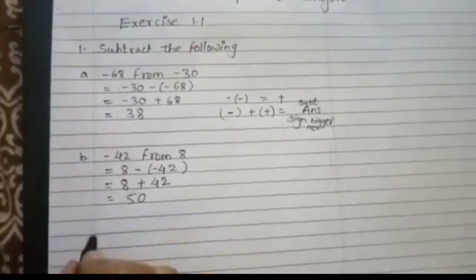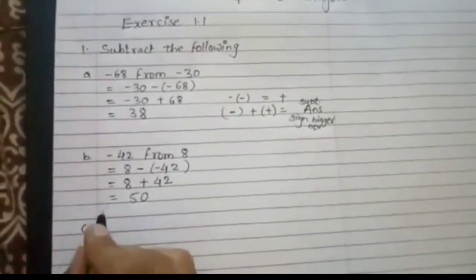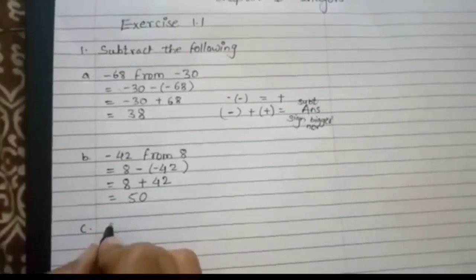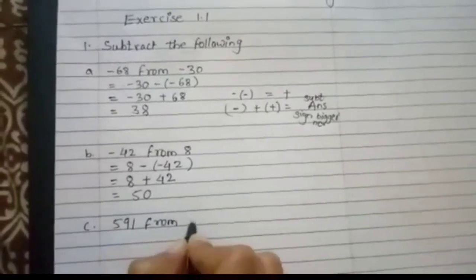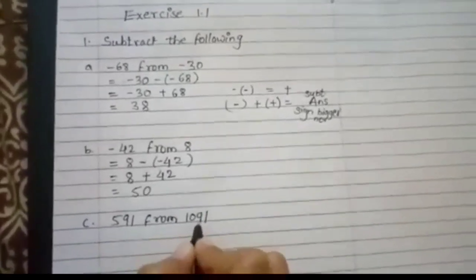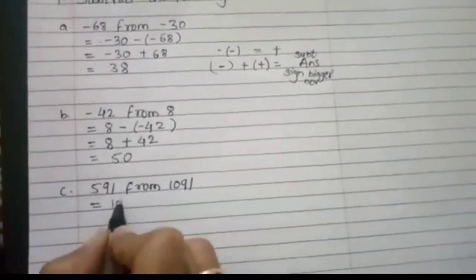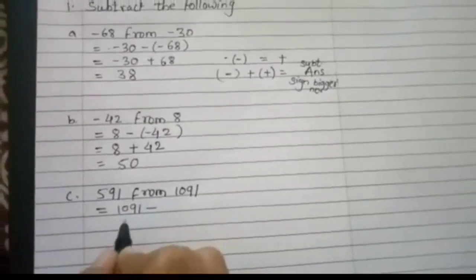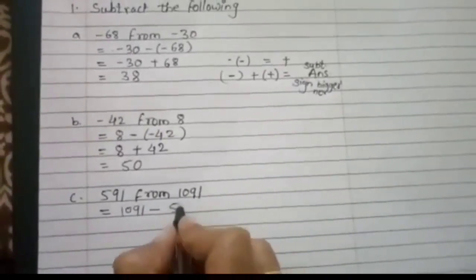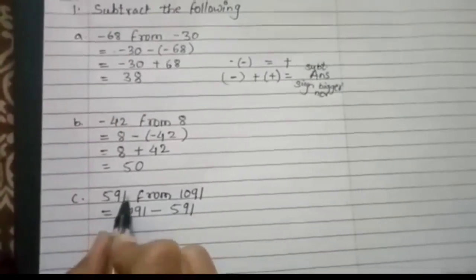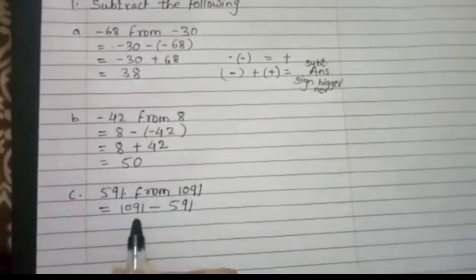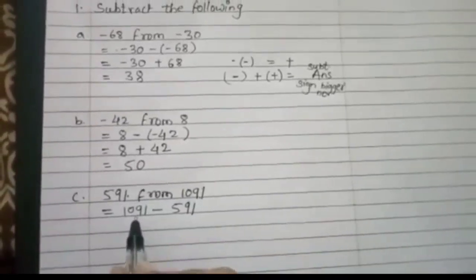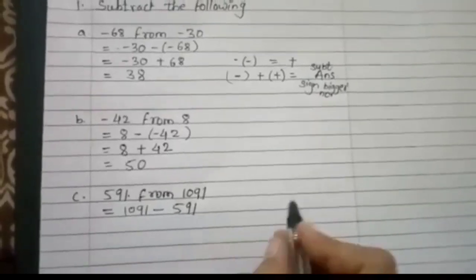Now the third question. See, that is 591 from 1091. That means the number 1091 will come first. Minus 591. Okay, now I want to do a rough work. I don't know the subtraction of this number, so I am doing a rough work here.